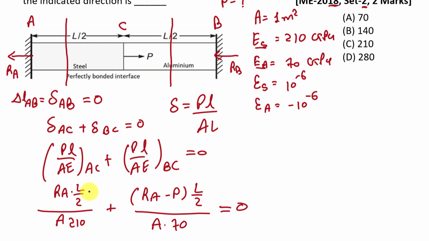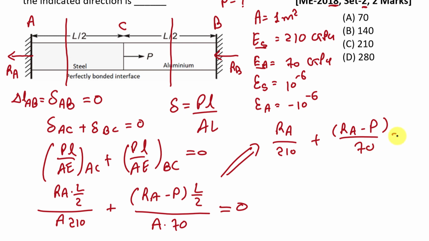Now here we can take L by 2 common and area common, and it will be multiplied with 0, so finally it will be 0. So we can write from here that RA divided by 210 plus RA minus P divided by 70 is equal to 0. And from this equation we can find the value of the reaction at end A, and it will be 3P by 4. You will get this reaction in terms of load P. Fine, so we have this one equation.